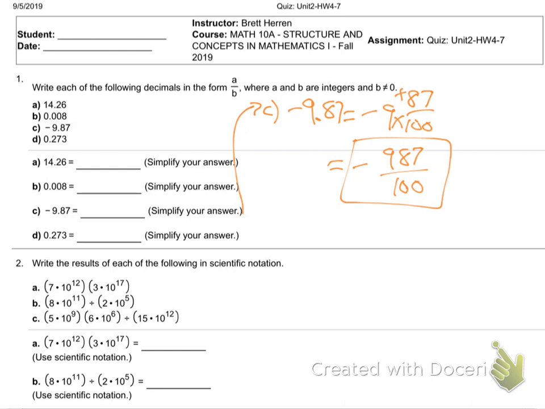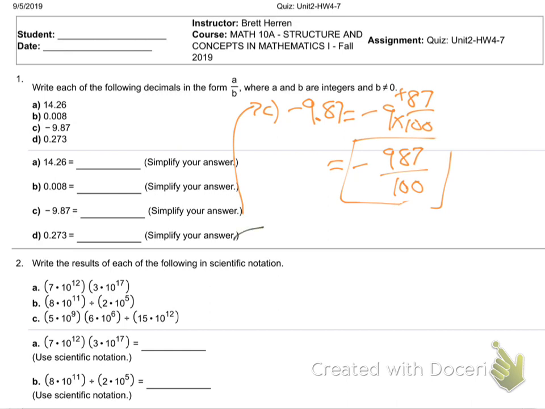How do I know it's not reducible? Well, the only thing that goes into 100 is 2 and 5. Right? 100's 10 times 10, which is made out of 2's and 5's. So those are the only prime building blocks in a 100. And I know 2 and 5 do not divide into 987. So it can't be reduced. All right.